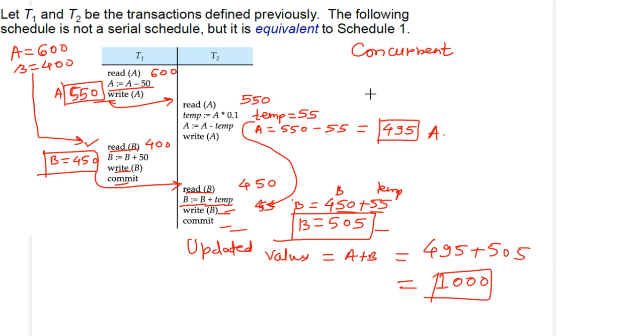So the values of A and B before these transactions, the addition was 1000, and after the transaction the addition is 1000. So such a schedule is called a concurrent consistent schedule. So this is a consistent schedule and it is concurrent consistent. So this schedule is called a concurrent consistent schedule.